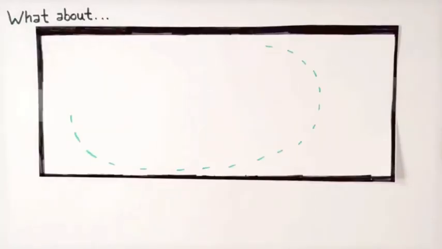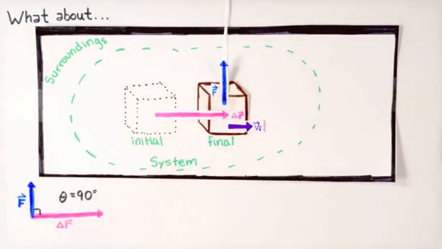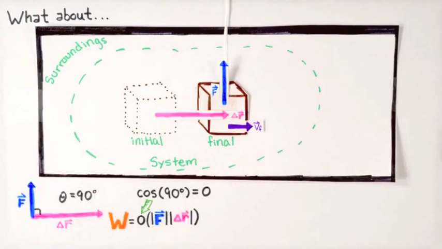Finally, consider this case. The force F is at right angles to delta R. Cosine 90 is 0, so here's a case where we have both a non-zero force and a non-zero displacement, but no energy transfer. The work done is 0. So in this case, the system keeps moving at the same speed as before. The change in kinetic energy is 0.